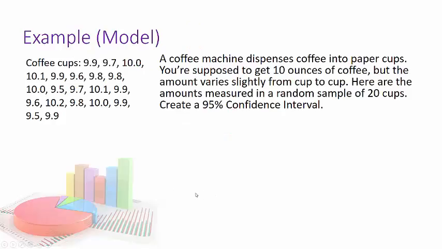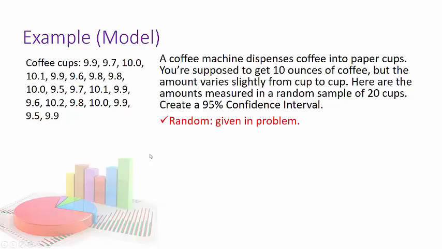So in this example, we have a coffee machine that dispenses coffee into paper cups. You're supposed to get 10 ounces of coffee, but the amount varies slightly from cup to cup. Here are the amounts measured in a random sample of 20 cups, and we want to create a 95% confidence interval. So here are the 20 cups.